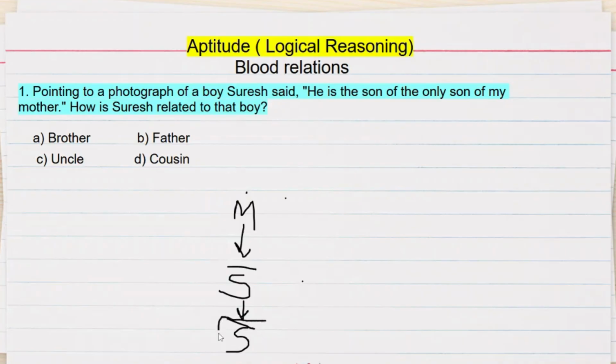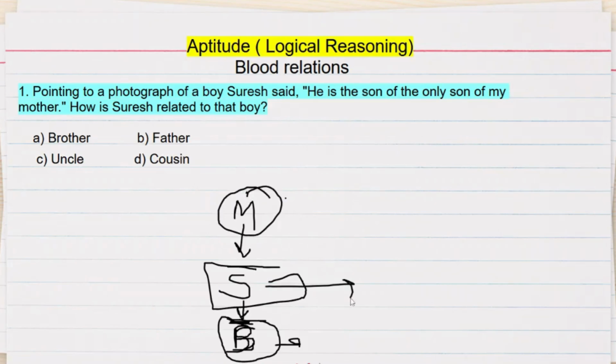So he is here, this son. And who is the he? He is the boy Suresh pointed to in the photograph. So this is the boy. Actually, I'll use B here for the boy, and a dash. And obviously, pointing to the photograph of the boy, Suresh said, he is the son of the only son of my mother. So S is Suresh here. My mother means this is Suresh's mother. This person is Suresh.